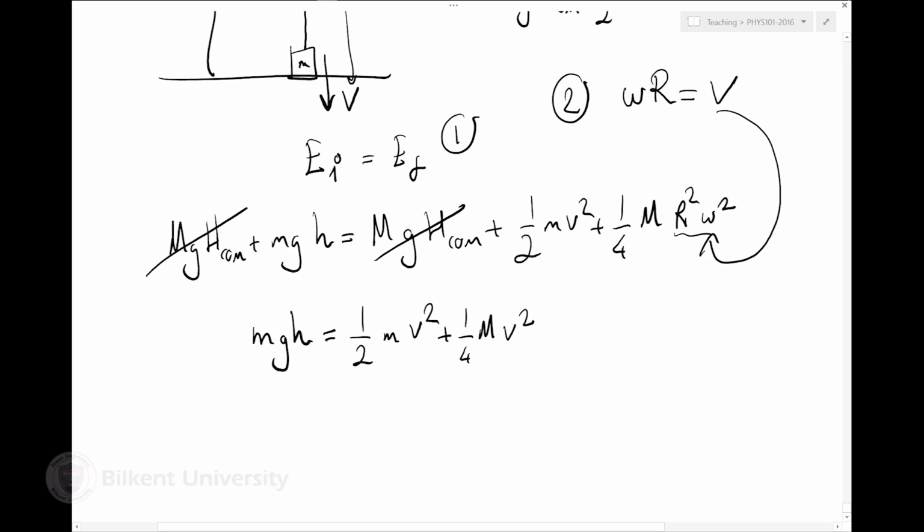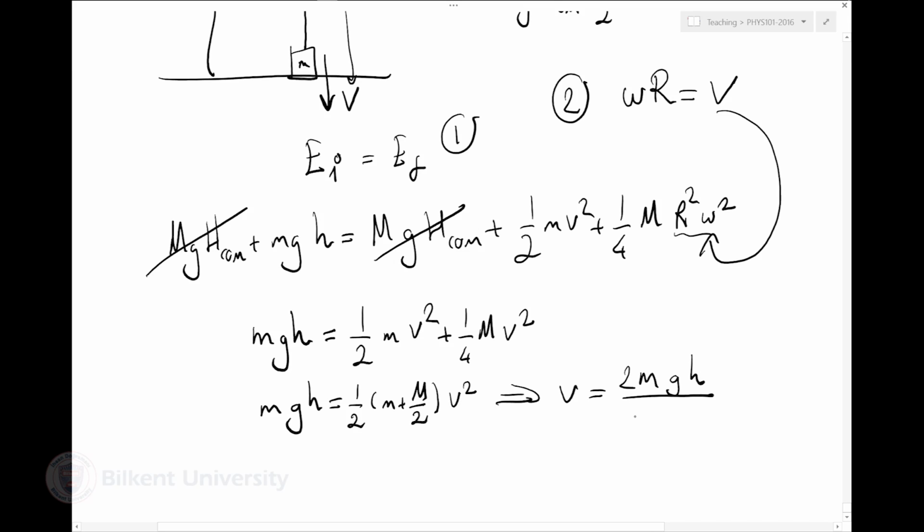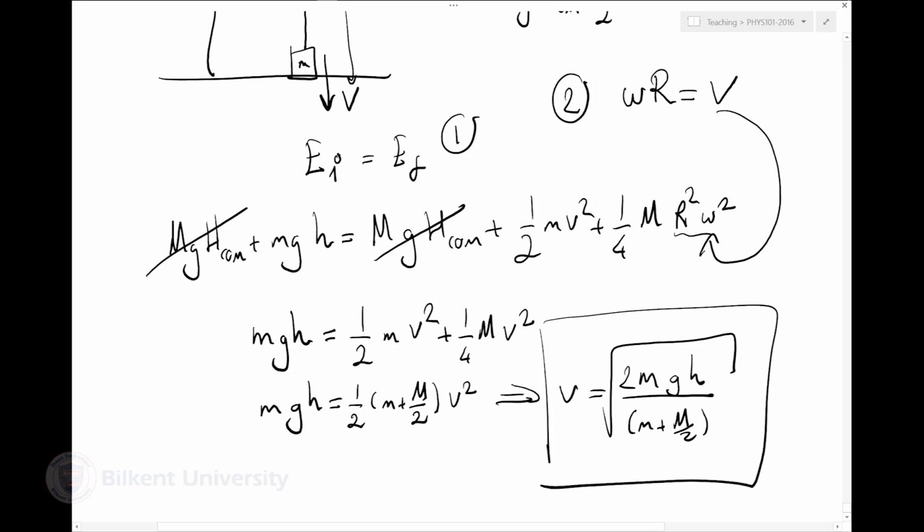So maybe I can write all of this as mgh is 1/2 times (m plus capital M over 2) times v squared. So v is the square root of 2mgh divided by (small m plus capital M over 2). That's the answer I'm looking for, right?